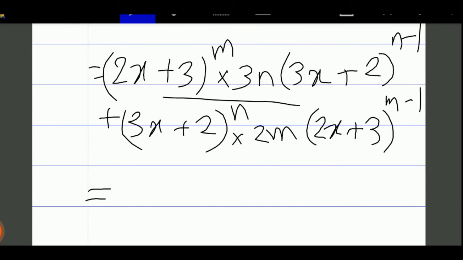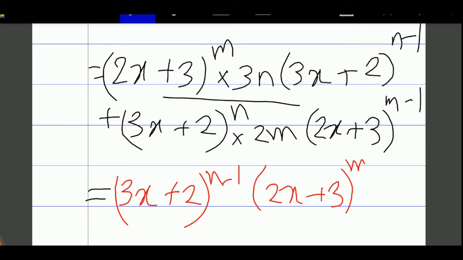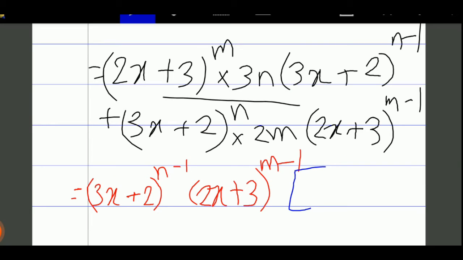Now you can simplify this. We can take common (3x + 2)^(n-1) and (2x + 3)^(m-1), so that it becomes (3x + 2)^(n-1) into (2x + 3)^(m-1). Then what remains from the first term is 3n, and from m, if it is minus (m - 1), that becomes 1, so (2x + 3) remains there.